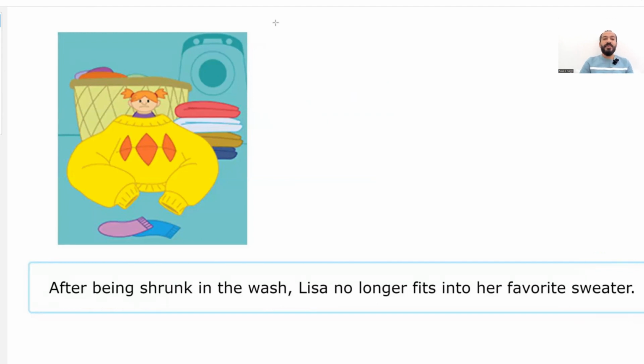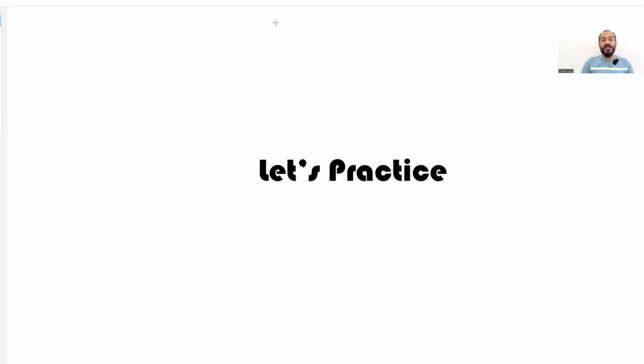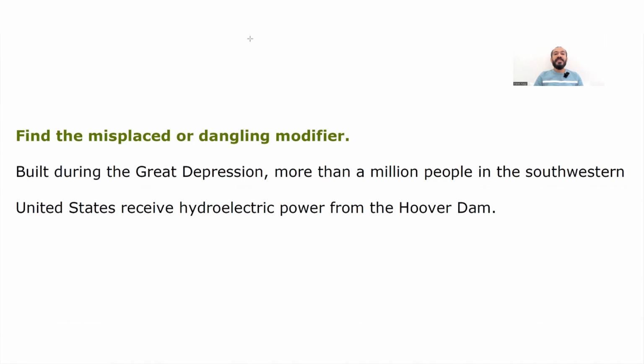It is super important to place the modifier right next to the thing that it's meant to modify. Now let's practice. Let's try to find a misplaced or dangling modifier in that sentence here. Built during the Great Depression, more than 1 million people in the southwestern United States receive hydroelectric power from the Hoover Dam. One of the hardest things here for students is to successfully locate the modifier, right?